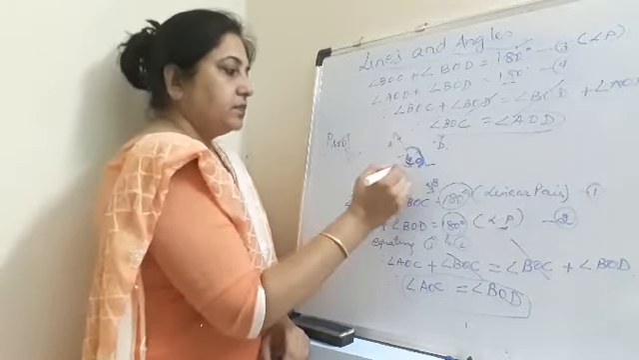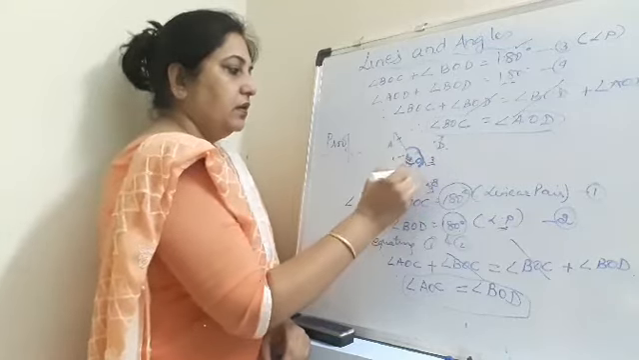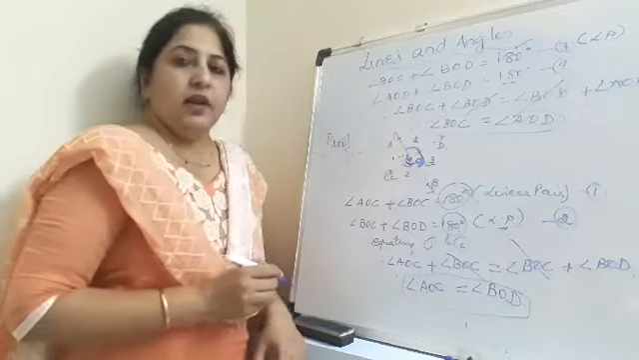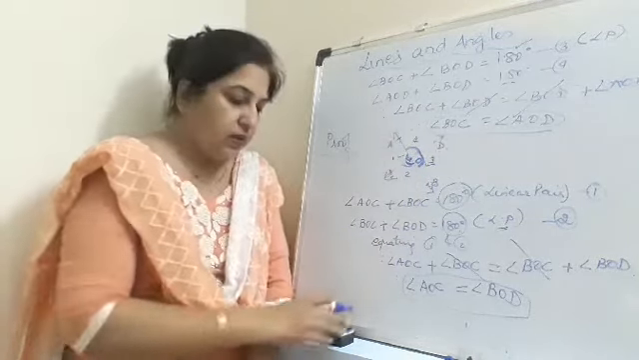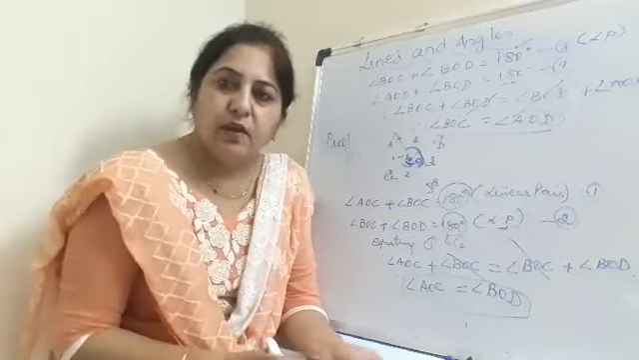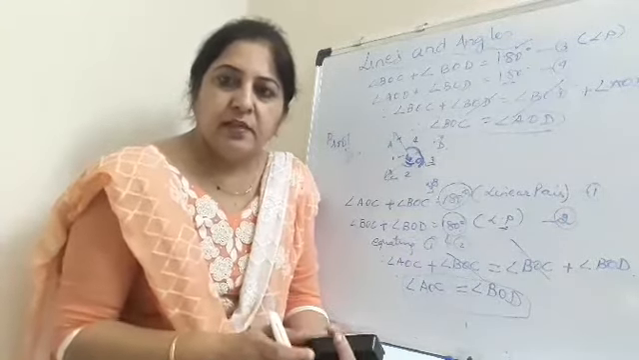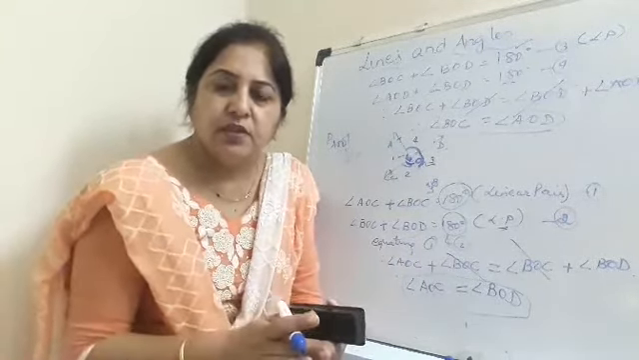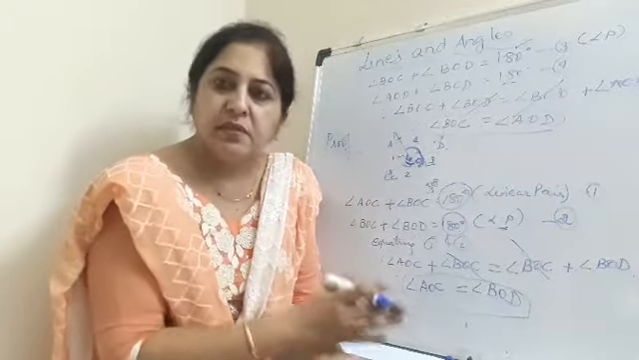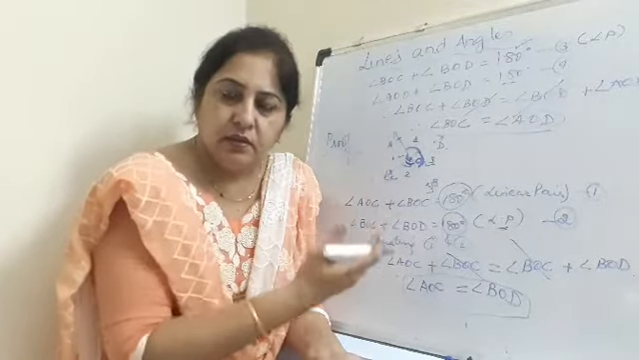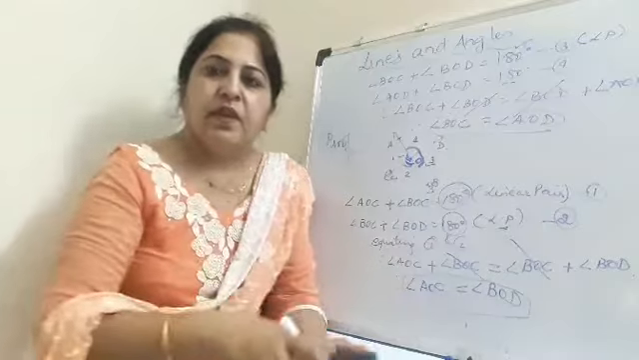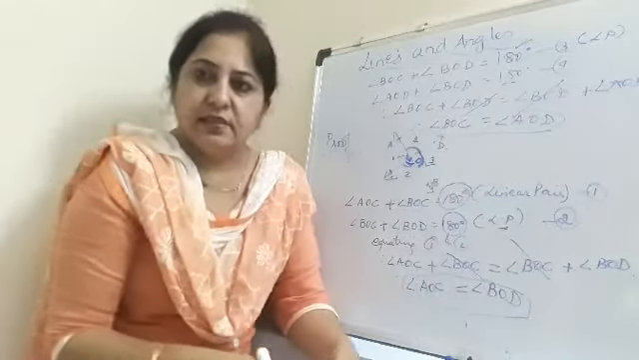So therefore, when two lines intersect, the vertically opposite angles formed are equal in measure. So what is an axiom? An axiom is a statement which doesn't need a proof. It has already been proved. We can directly apply it in the exercise questions. And for a theorem, if a theorem is given to you, we need to show the whole complete proof, and then we can apply it in the exercise.